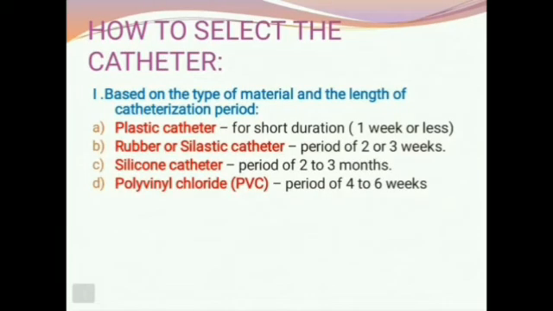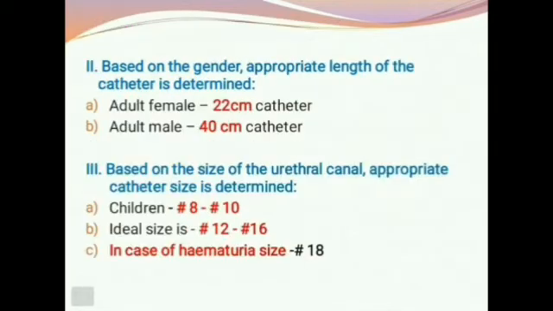How to select the catheter? Based on the type of material and the length of catheterization period. Plastic catheter for short duration, like one week or less. Rubber or celastic catheter, a period of 2 to 3 weeks. Silicone catheter, a period of 2 to 3 months. Polyvinyl chloride, a period of 4 to 6 weeks.